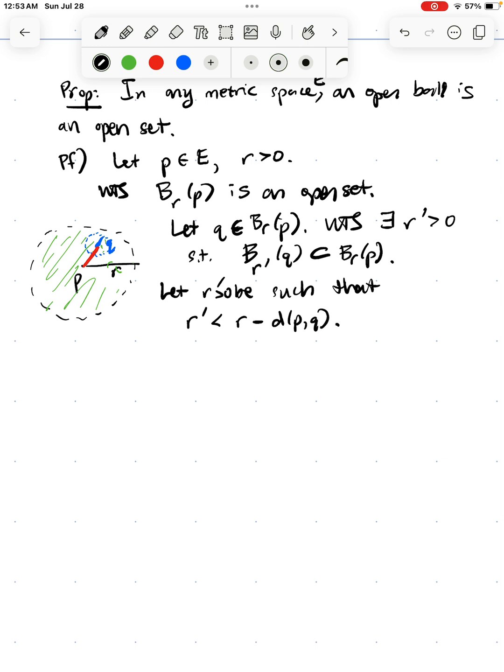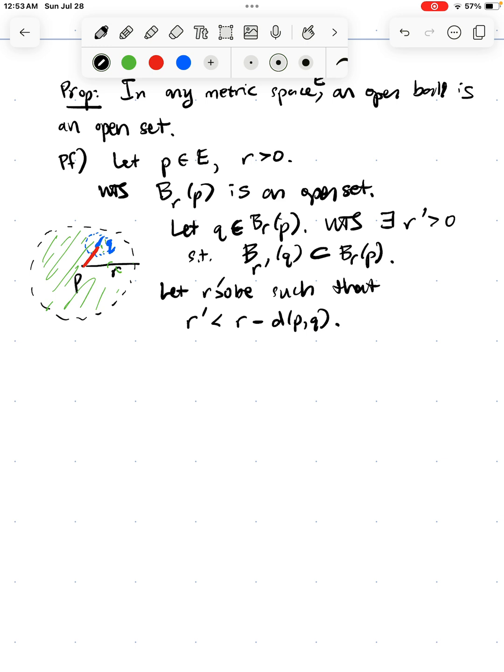First of all, let's check that this is positive. Okay. So why is R minus the distance between P and Q positive? Well, because Q is inside the ball of radius R. So by definition, the distance between P and Q is less than R. So this is fine. We just let R prime be that.